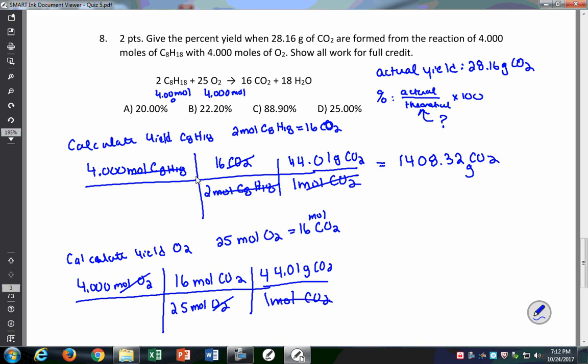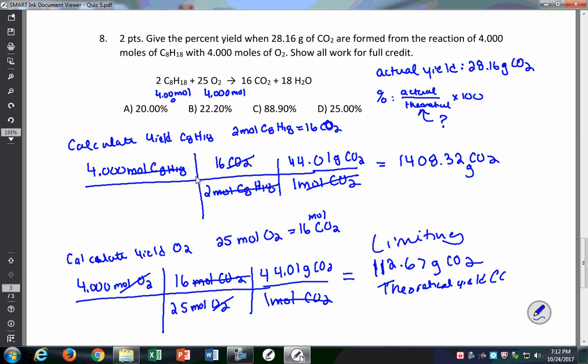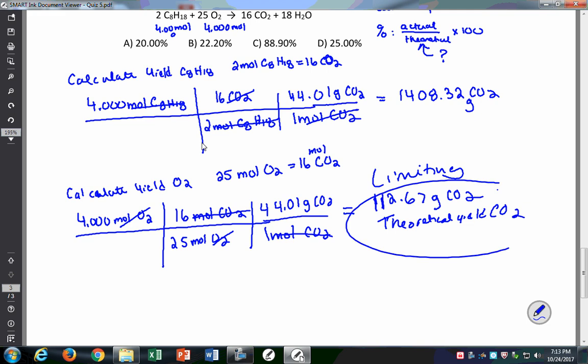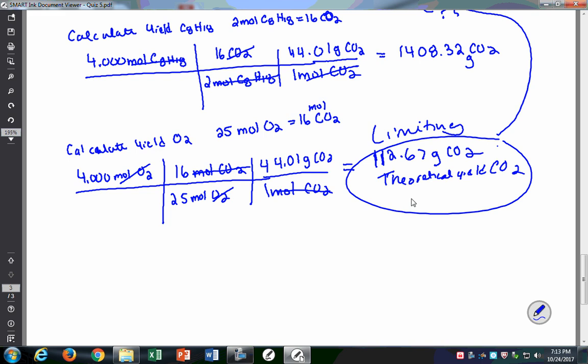I cannot calculate my percent yield until I do this. So that only forms 112.67 grams of CO2. So this is limiting. Our CO2 is limiting for this example, for the amount of moles I use. And this is my theoretical yield in grams. So when I figure out my percent yield, this is what I am going to use. I already have my actual. It was given. That's what was actually formed.